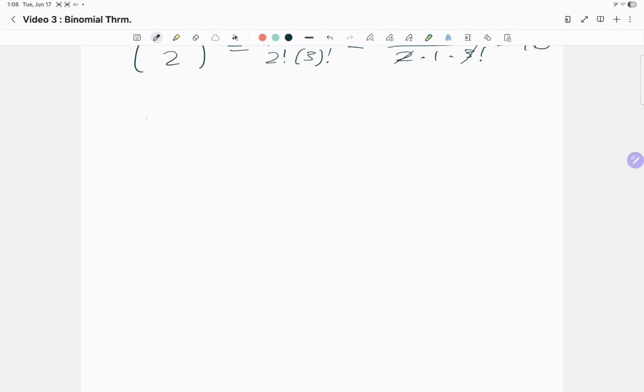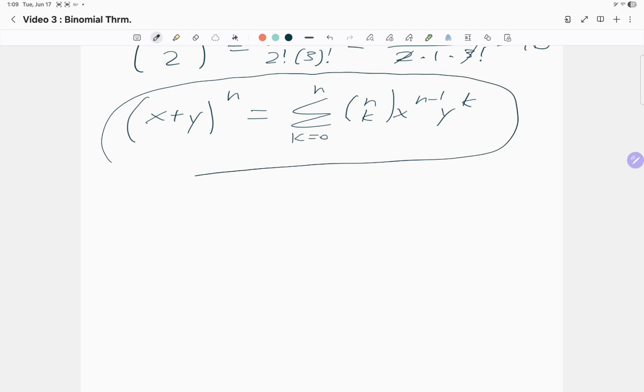If we want a formula for the binomial theorem, it's going to be: (x + y)^n can be expressed as a summation, starting at k equals 0 to n, of the binomial coefficient n choose k out in front, that makes it more clear, times x to the power of n minus k, times y to the power of k. This is the so-called formula for the binomial theorem.